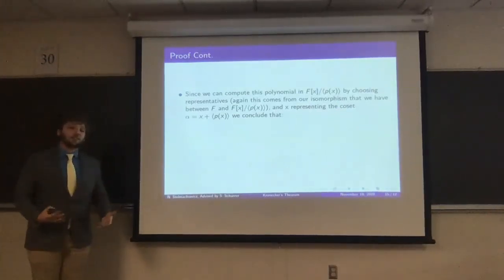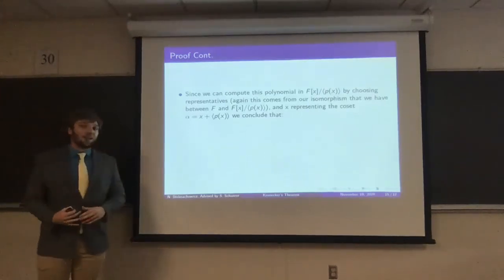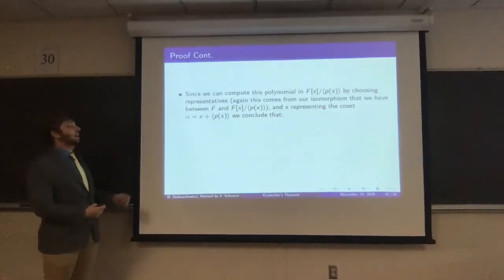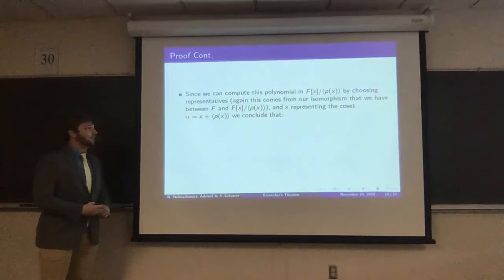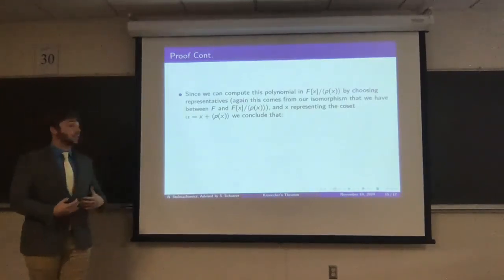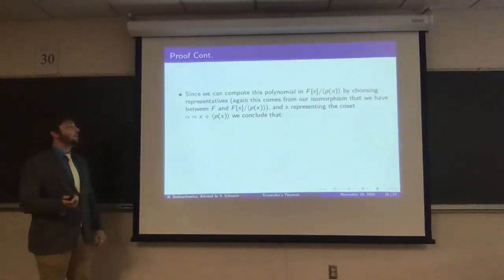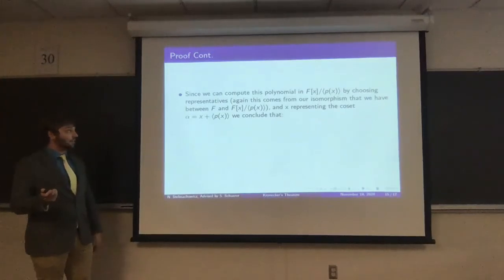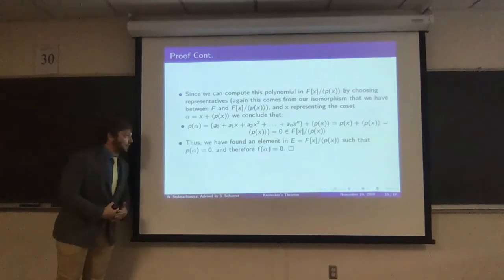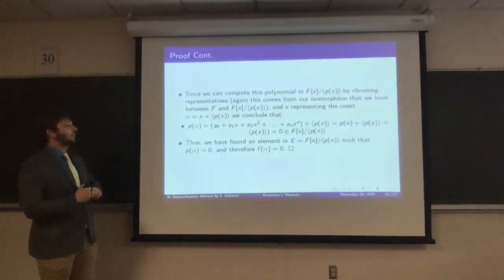Since we have an isomorphism, which we created in an earlier proof, the details of which are in my paper, we can take elements of F and find representatives of those elements in F[x] mod the ideal generated by p(x). And since x is representing the coset in F[x] mod p(x), which is what alpha is, we can conclude that p of alpha is equal to this, just by doing a little bit of rearranging.